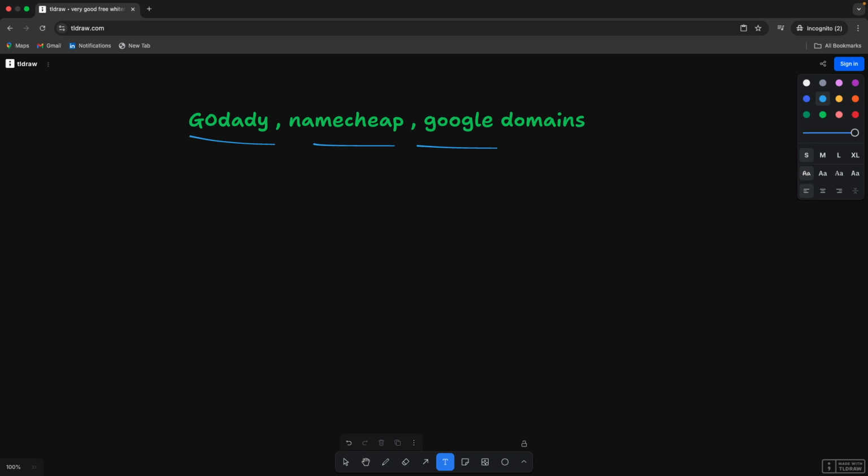The next thing is additional services. Not only this, these also provide additional services, right? For example, one of the additional services is DNS management, then privacy protection, then email hosting, and then one more important thing is basically SSL certificates, right? So these are basically the additional functions that are done by these domain registrars.